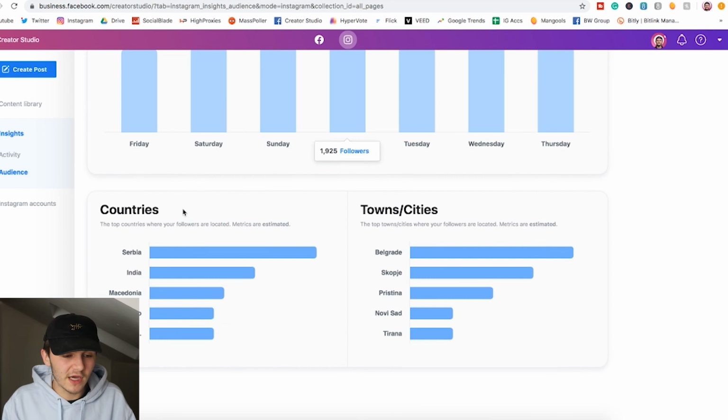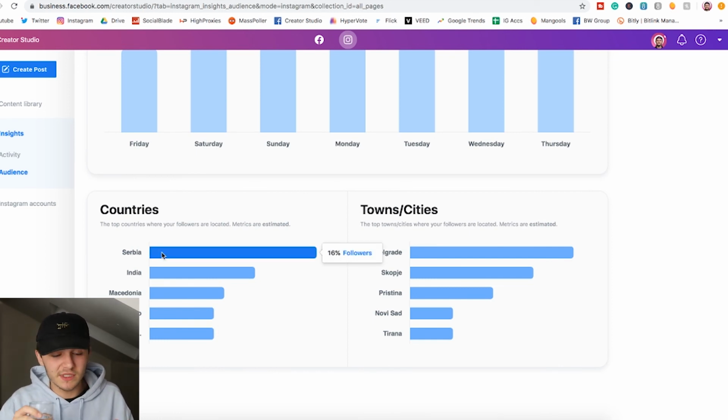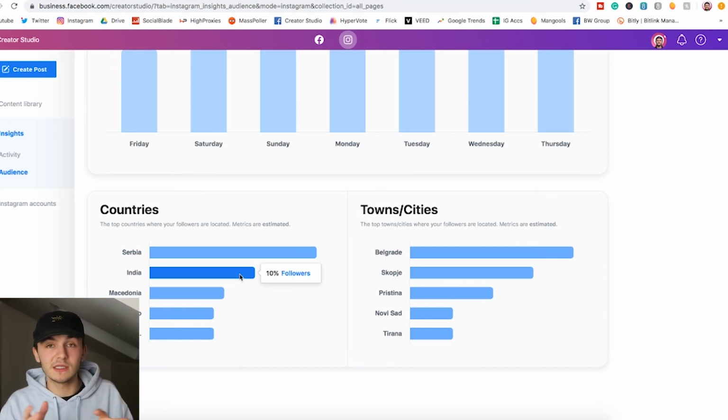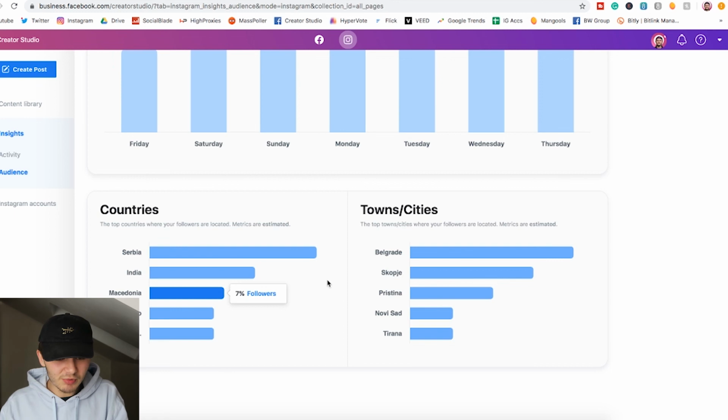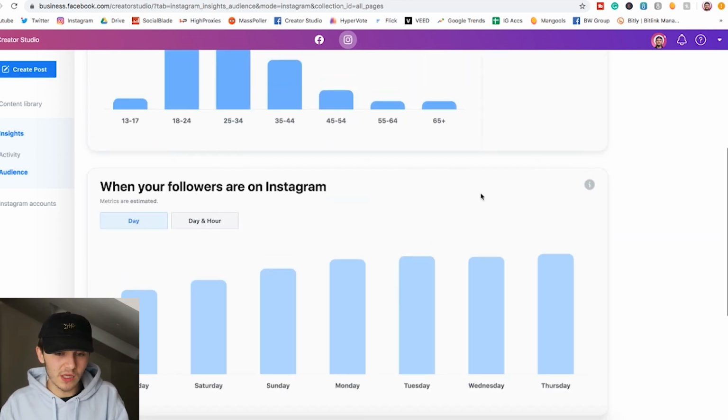So here you can see the countries. The top countries, as you can see, I have Serbia. 16% of my followers are from Serbia. The reason being is that Serbia is in Europe, and I'm guessing they were quite cheap, and that's why I got a lot of followers from Serbia. Then I've got India, because my first one I targeted India. Like I said, even though I only spent €15, India does convert really well when you're looking just to get followers. Then Macedonia, then Kosovo, and then Bosnia and Herzegovina. So that is pretty much the results that I got from my ad.